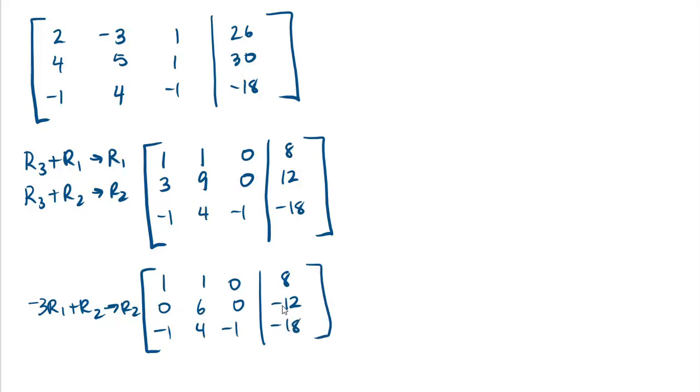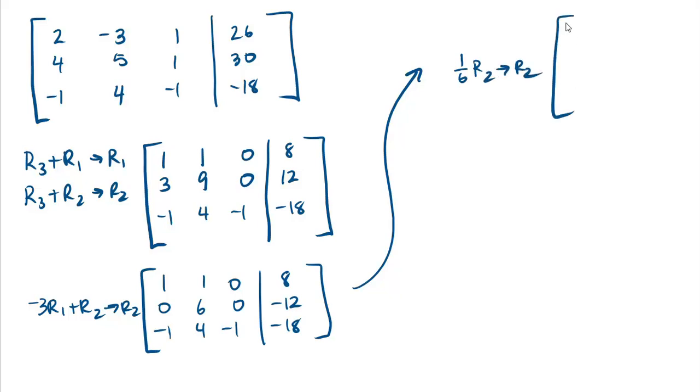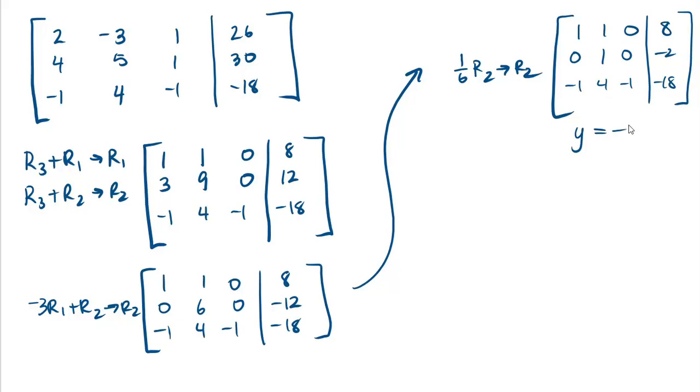And now this second row says 6y equals negative 12. To solve that for y, I'm going to take 1/6 of row 2 and put that into row 2. So row 1 still says 1x plus 1y plus 0z's equals 8. The second row now says 0x's plus 1y plus 0z's equals negative 2. And the last row I'm not changing. At this point we know y equals negative 2.